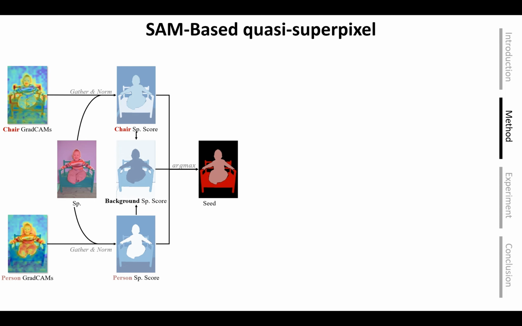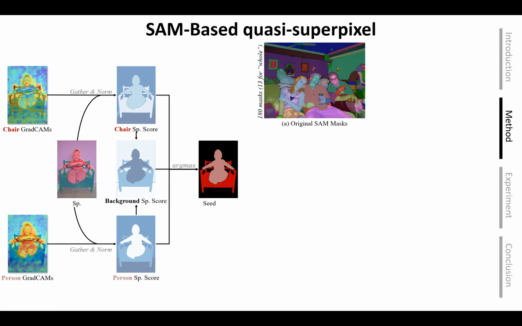So, what is a quasi-superpixel? When prompted with a regular grid of points, SAM produces around 100 masks per image. However, these masks lack semantic labels, and many of them overlap. We screen out a set of suitable masks from SAM, referred to as quasi-superpixels. These quasi-superpixels preferentially cover whole objects and minimize overlap.